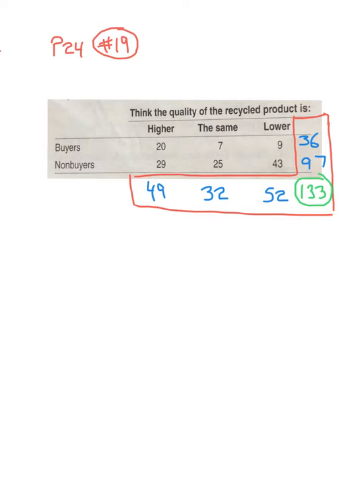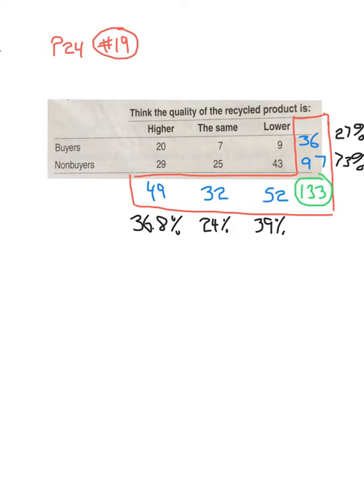And the first question says, how many people does this table describe? Well, right there, 133, that's the total. And the next one says, how many of these were buyers of coffee filters made of recycled paper? Buyers, right here. Regardless of their opinion, the total number of buyers, 36. So that's the answer to that question. Done. Let's go to letter B.